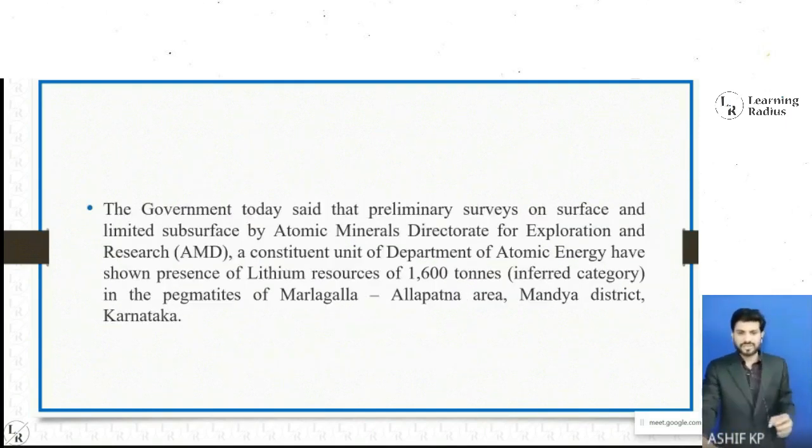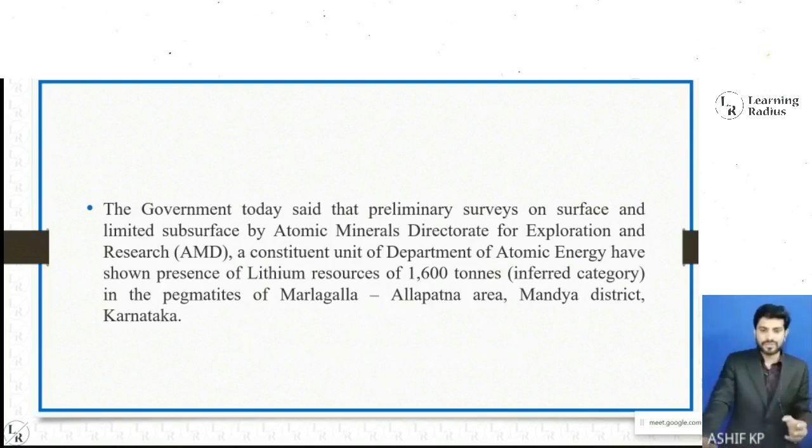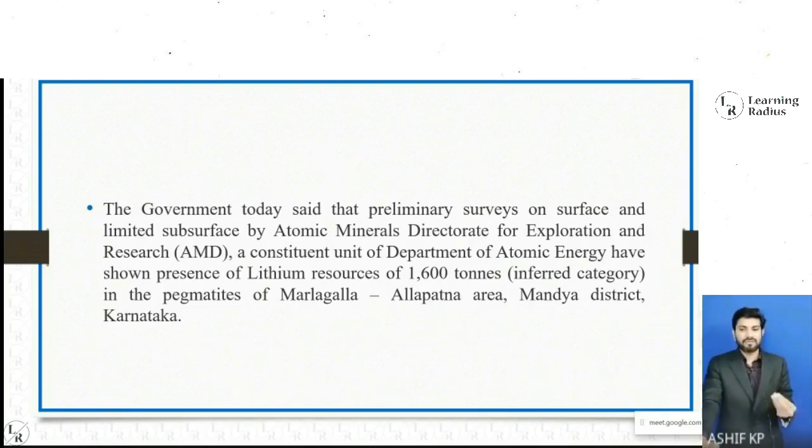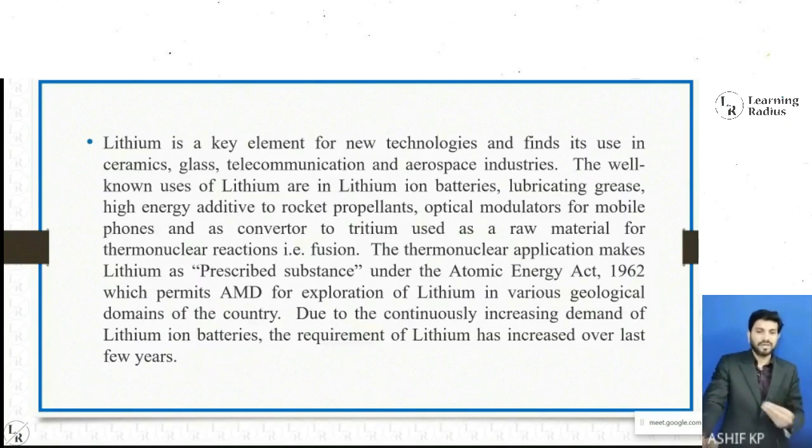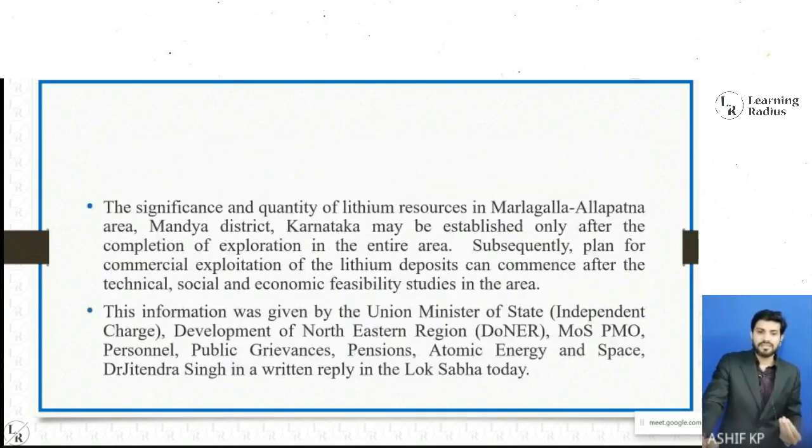The government today said the preliminary surveys on surface and limited subsurface by Atomic Minerals Directorate for Exploration and Research, a constituent unit of Department of Atomic Energy, has shown the presence of lithium resource of 1,600 tons in the inferred category in the pegmatite of Marlagala and Alapatna area, Mandya district of Karnataka. This was the discussion.